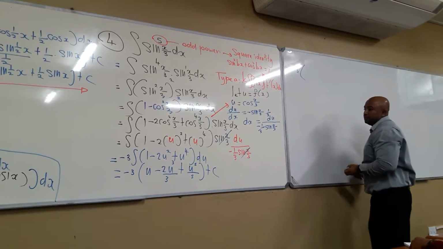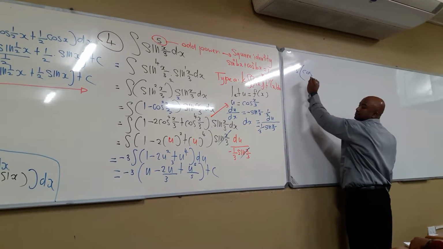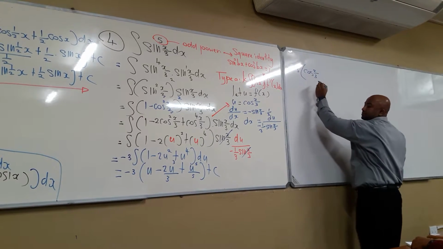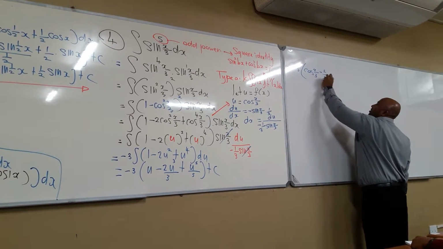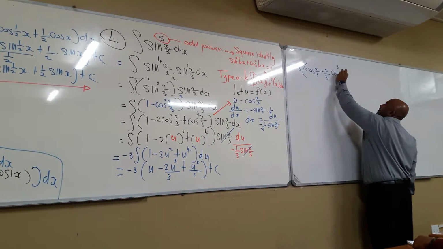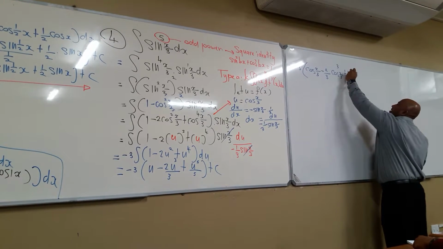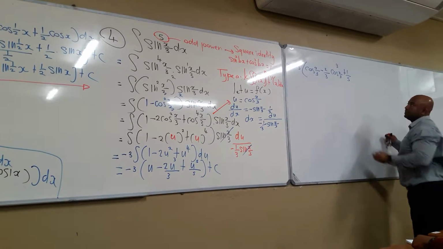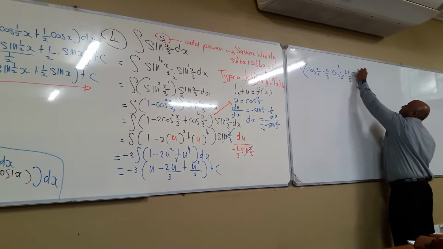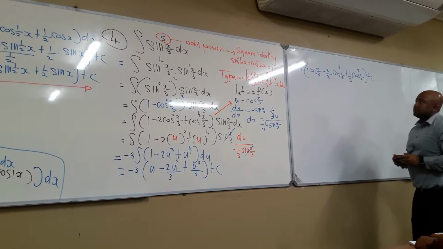What was u? U was cos. So that's minus 2 over 3 cos cubed x over 3, and that is plus 1 over 5 cos to the power 5 of x over 3 plus c.